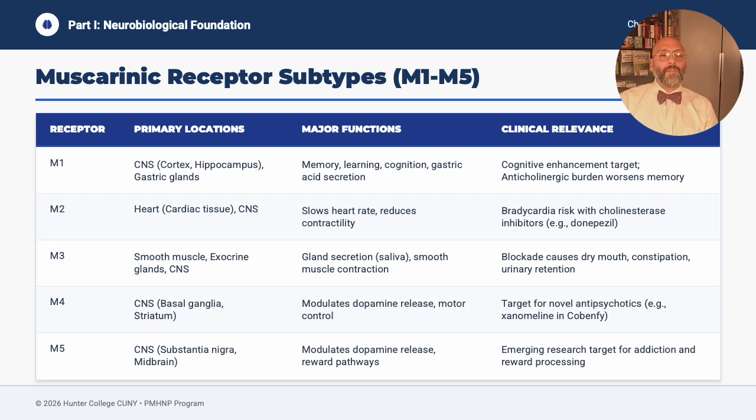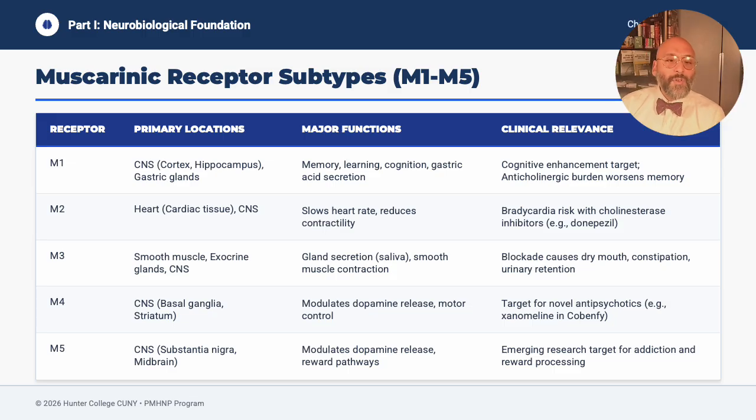Notice M1, the cognitive receptor. Now these are concentrated in the central nervous system, especially in the cortex and hippocampus. M1 supports things like memory, learning, and higher order cognition. Clinically, M1 is the receptor we care about most in dementia. Anticholinergic burden worsens cognition because it blocks M1 signaling. So this explains why medications like diphenhydramine or oxybutynin can precipitate delirium, especially in older adults. So if a drug blocks M1, cognition will pay the price.